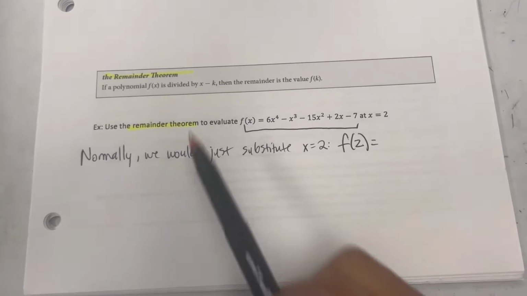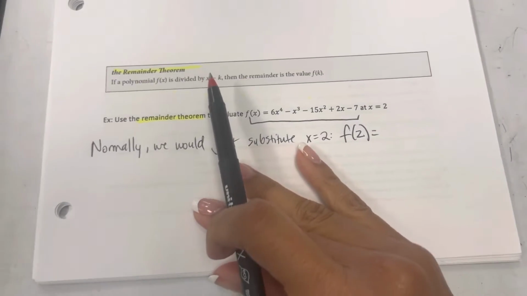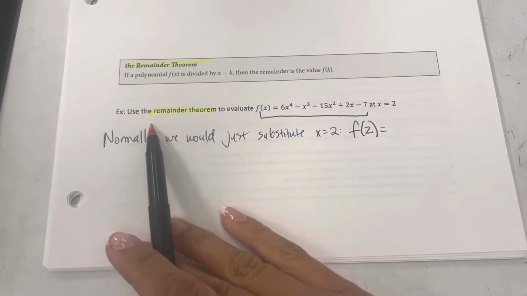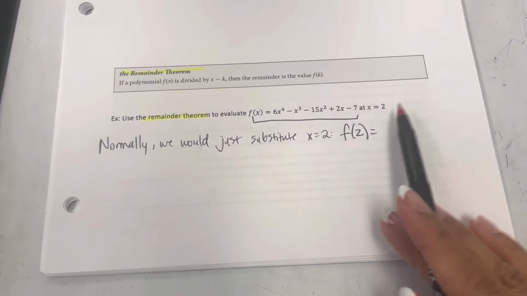All right, the remainder theorem says if a polynomial f of x is divided by x minus k, then the remainder is the value of f of k. So here it asked us to use the remainder theorem to evaluate this function at this point.